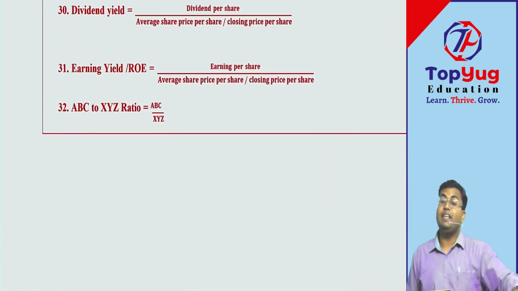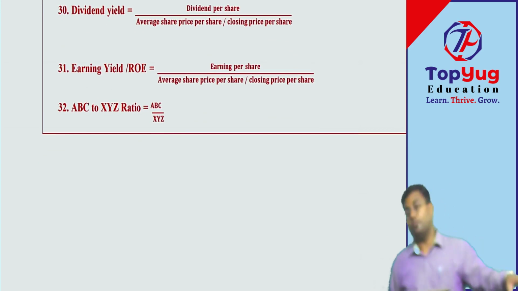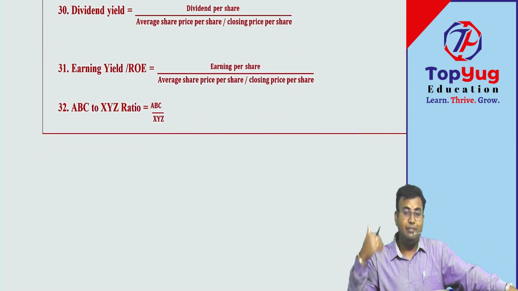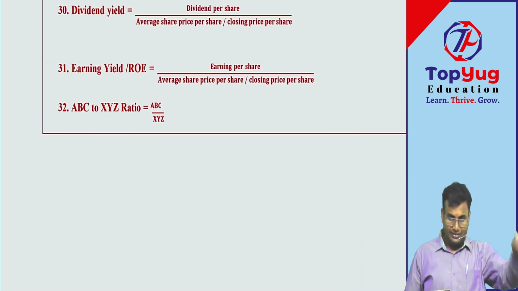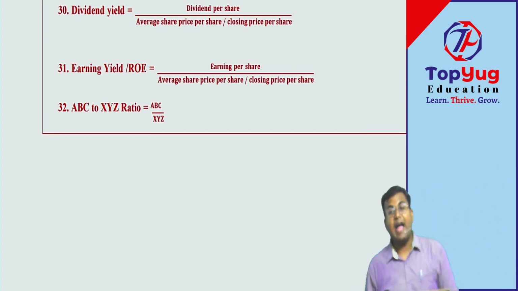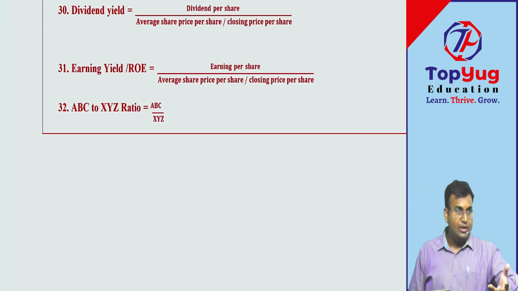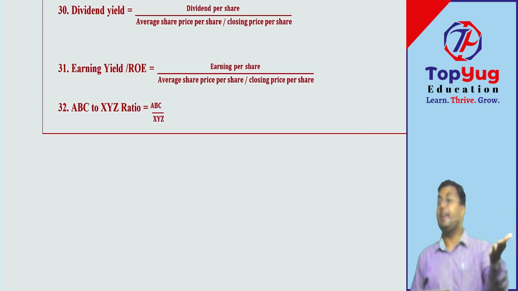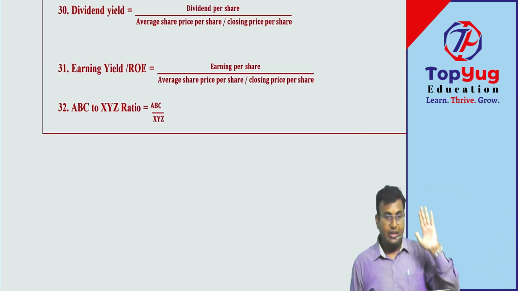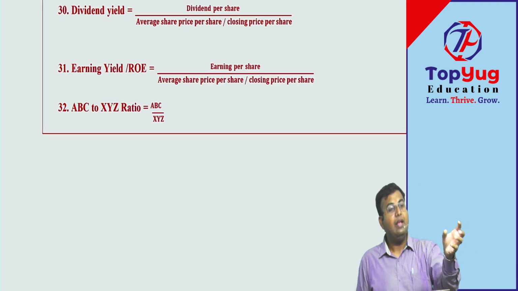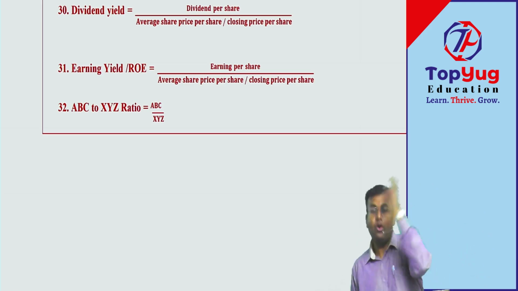That is, ABC to XYZ ratio is equal to what? ABC divided by XYZ. Can somebody tell me, based on our yesterday's discussion, which hybrid is this? Which hybrid is this? We don't know. So what is happening? The first appearing item is coming in the numerator, so it is kind of a single hybrid ratio.